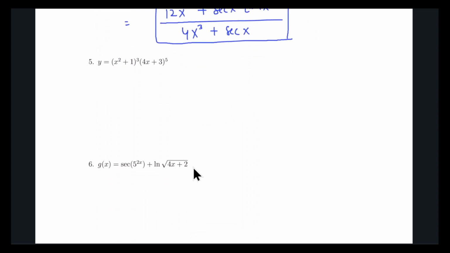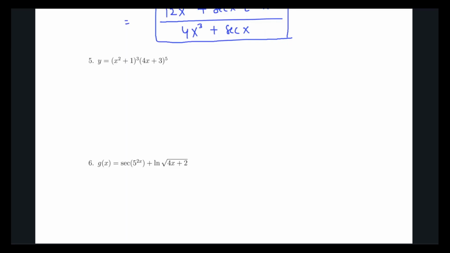Okay, question 5, I need to use the product rule followed by a hidden chain rule, right? Should not be that bad. Let's apply the product rule first. So dy over dx is going to be, the first term remains as it is. So let's say (x squared plus 1) cubed remains as it is. You could have taken the other one as it is as well. It doesn't really matter. The order is irrelevant.